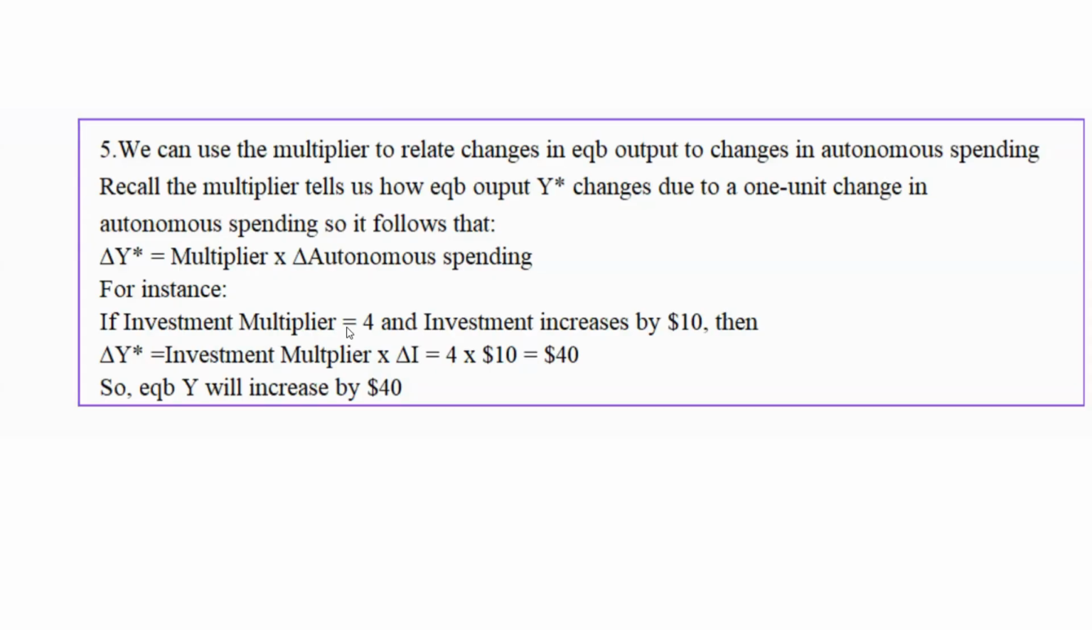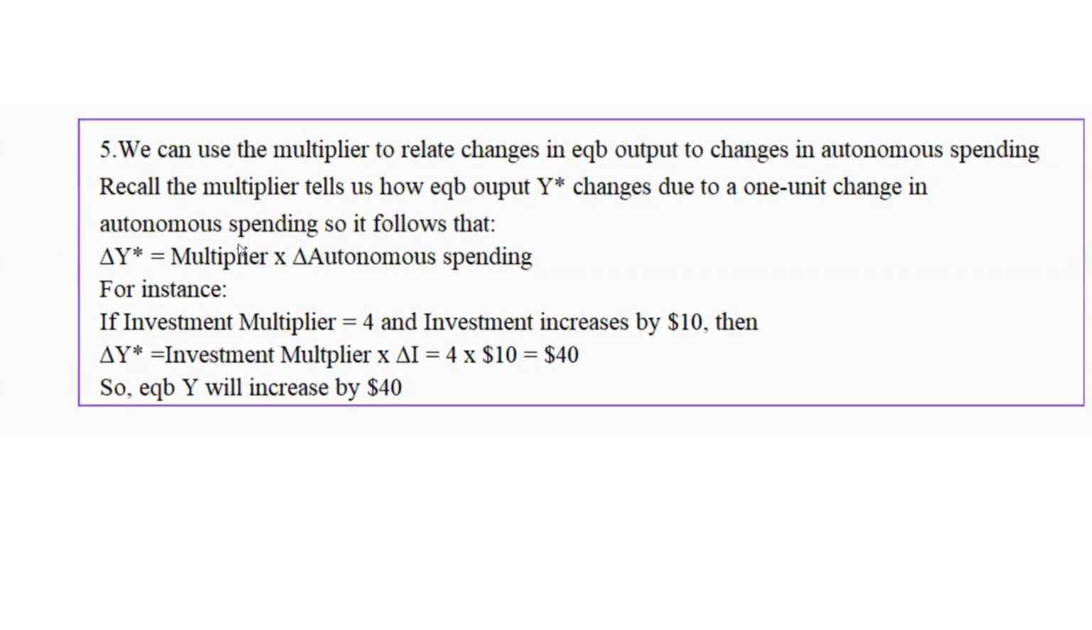So if investment increases by $10 in this case, this means the change in equilibrium output is the investment multiplier times delta I, right? Because if a $1 increase in investment causes equilibrium output to increase by $4, then a $10 increase in investment would cause equilibrium output to increase by 4 times $10, right? So this delta Y star equals multiplier times delta autonomous spending, which allows us to relate changes in autonomous spending to changes in equilibrium output.